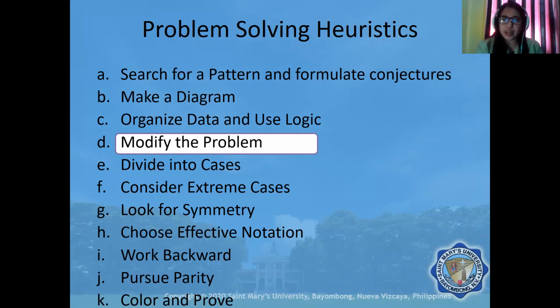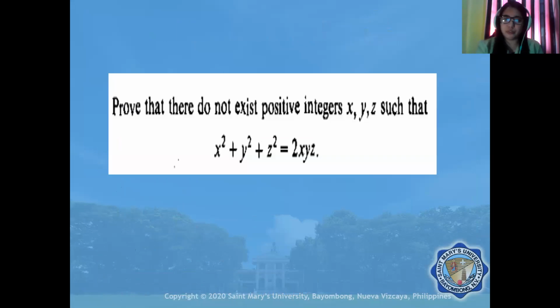In explaining this, we are going to solve this problem. We are going to prove that there do not exist positive integers x, y, z such that x squared plus y squared plus z squared is equal to 2xyz. Here we are going to modify the problem because, as you can see, the value of 2xyz represents an even number.